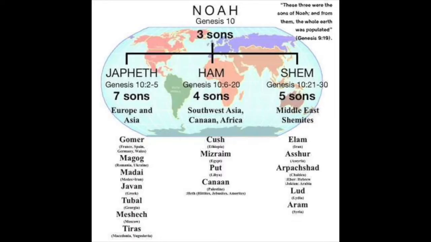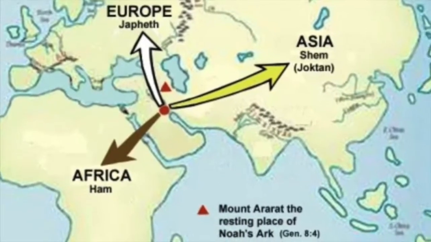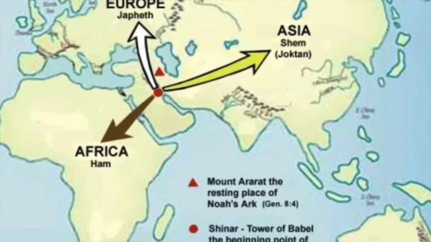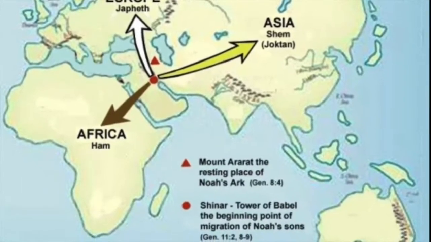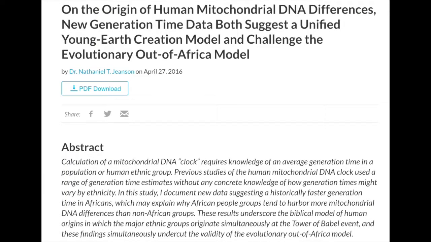But it goes much further than just this. There's evidence everywhere. If Noah's Ark is true, and the Ark landed on the mountains of Ararat, and the people from it spread, then Ham's line went to Africa, which has always had the fastest birth rates. Half the women give birth before the age of 18, even today. And because of this, we can make predictions based on their mitochondrial DNA. We're going to find out that young Earth creationism is proven right yet again.